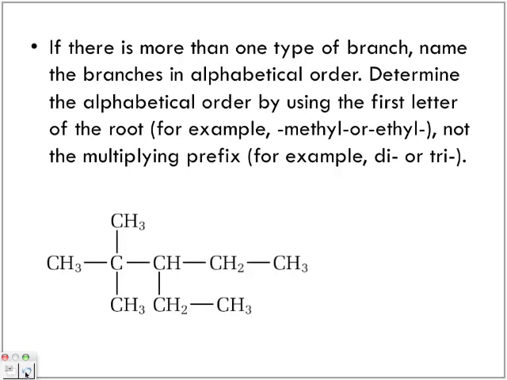If there is more than one type of branch, name the branches in alphabetical order. Determine the alphabetical order by using the first letter of the root, so methyl or ethyl, not by the multiplying prefixes, di and tri. So we're basing it on the groups. So if I have an ethyl group and a methyl group, I'm going to list the ethyl group first, followed by the methyl.